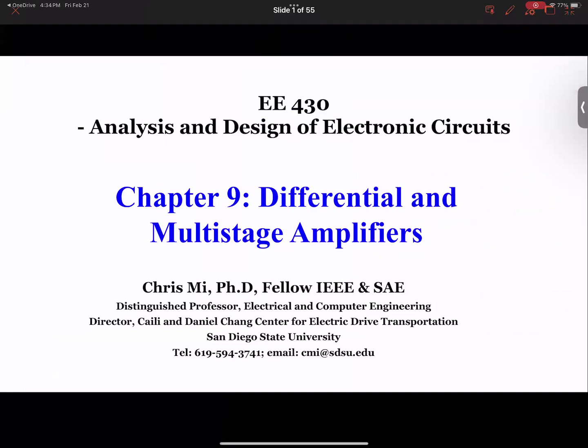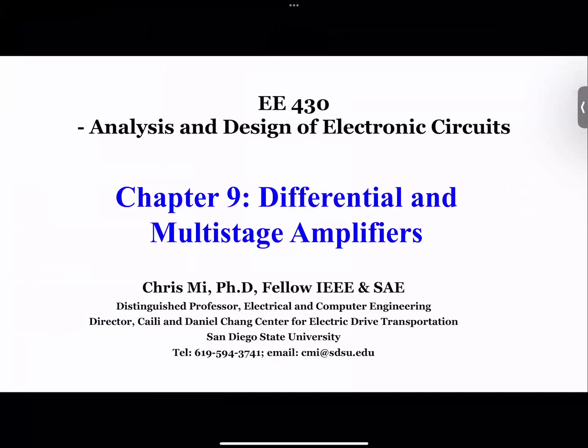Okay, so chapter 9 talks about differential and multi-stage. The two words already say what it is: differential. Why do we need a differential? So far, everything we have talked about has the input grounded: common source, common drain, common gate. The input has two terminals. One is connected to the amplifier, the other is grounded. And then the transistor is also grounded, either at the gate, the base, the source, or the drain. So one of them is grounded.